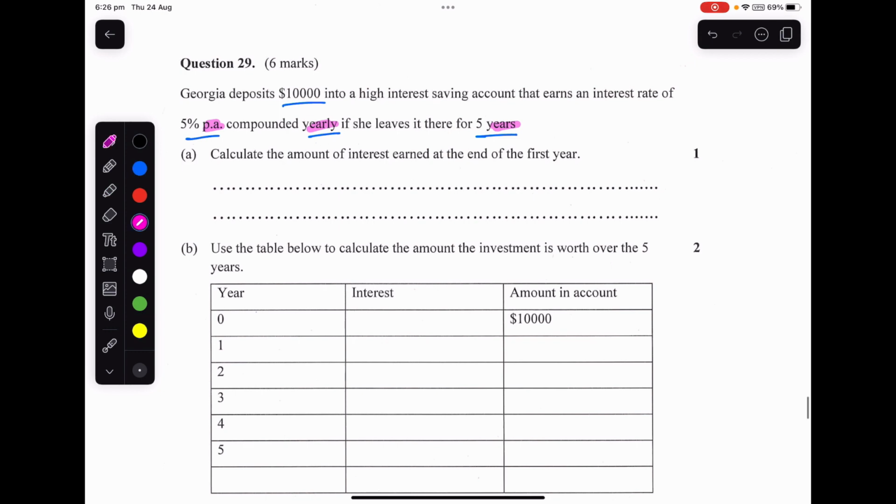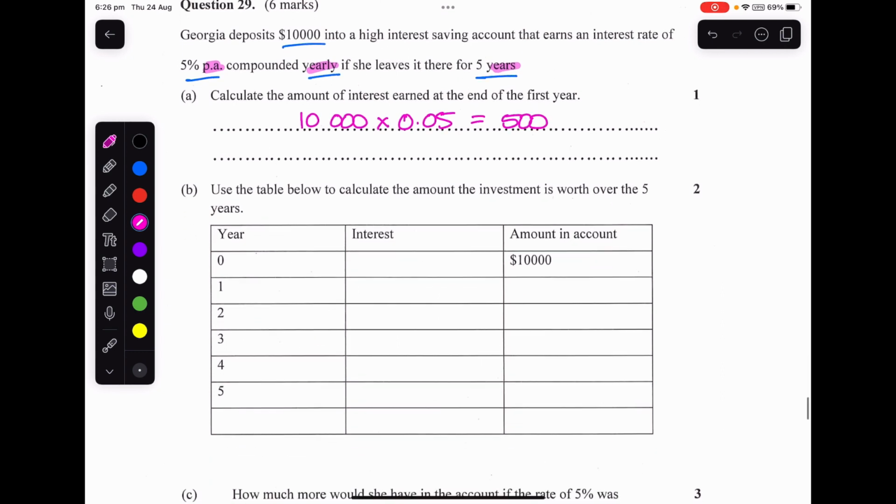Calculate the amount of interest earned at the end of the first year. Well, if it's just 1 year, then we just need to find 5% of the $10,000, don't we? So we would go 10,000 times by 0.05. So for 1 year, she's going to get $500.